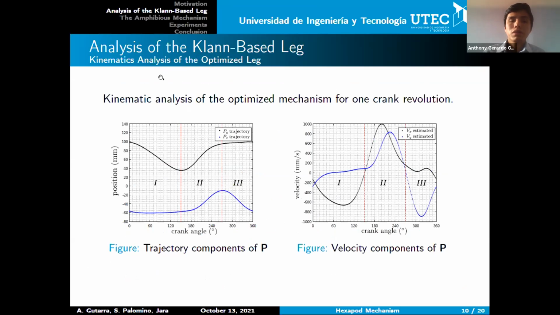We continue with kinematic analysis of the optimized leg. The kinematic analysis has taken into account the optimized values of the crank mechanism, and is considering only 1 crank revolution, as we can see here. For the velocity, we use forward finite difference per each axis, and the results are shown here.